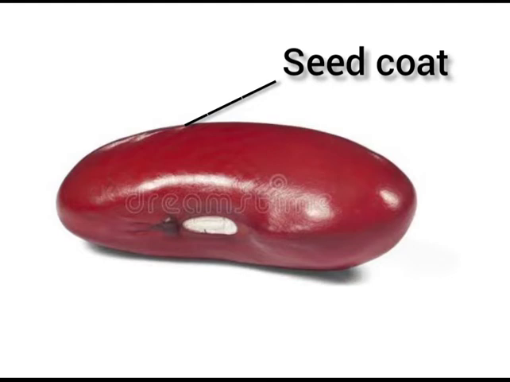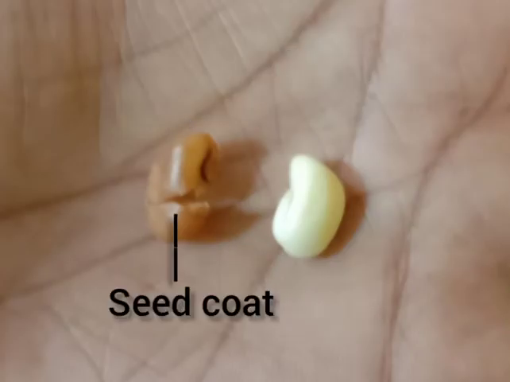On one side of the seed is a scar. Scar means a permanent mark. This is the part where the seed was attached to the fruit. Near the scar is a small hole. Through this hole, water enters the seed and makes the seed swell up. You can remove the seed coat.